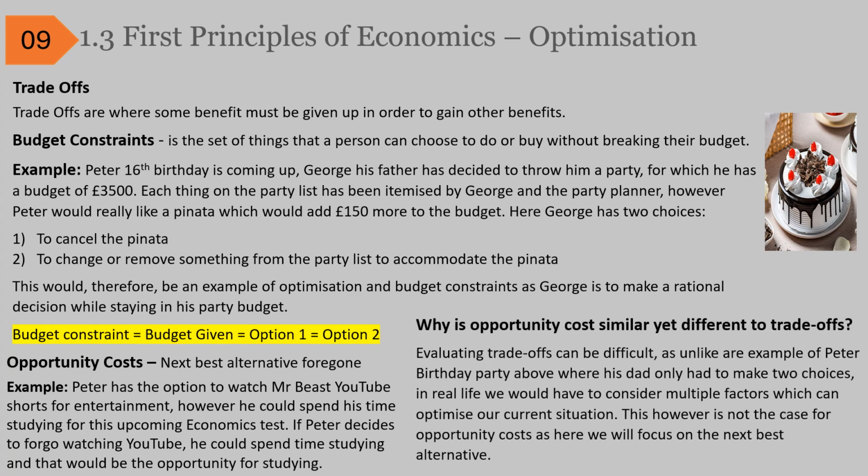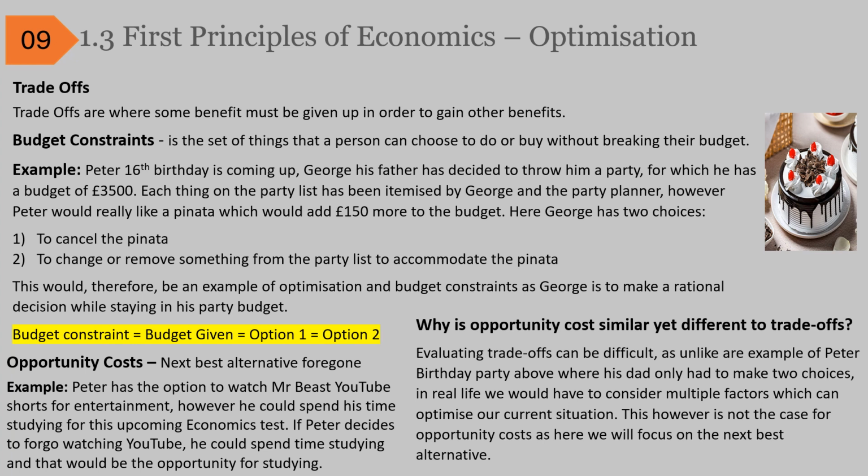So why is opportunity cost similar yet different to trade-off? Well, trade-off can be difficult. Like the example of Peter's birthday party, his dad only had to make two decisions. However, in real life, he would have to consider multiple factors, which can optimize a current situation. This, however, is not the case for opportunity cost, as mentioned previously, that we have to focus on the next best alternative and we can't jump the line to pick the best feasible option.